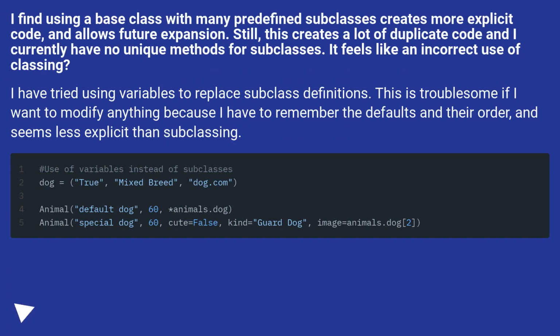I find using a base class with many predefined subclasses creates more explicit code and allows future expansion. Still, this creates a lot of duplicate code and I currently have no unique methods for subclasses. It feels like an incorrect use of classing. I have tried using variables to replace subclass definitions. This is troublesome if I want to modify anything, because I have to remember the defaults and their order, and it seems less explicit than subclassing.